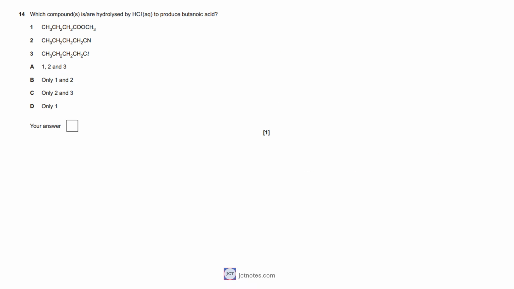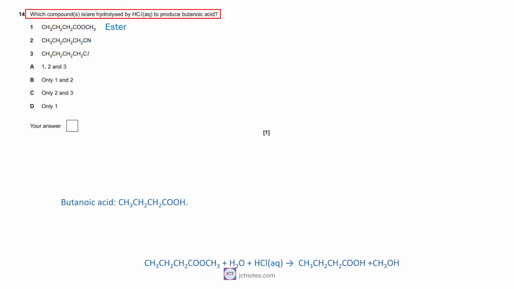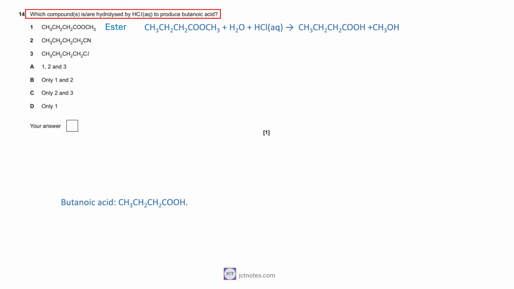In question 14 we are asked which compound or compounds is or are hydrolysed by aqueous hydrochloric acid to produce butanoic acid. Drawing the structure of the butanoic acid helps. Compound 1, methyl butanoate, is an ester. Esters undergo acid-catalyzed hydrolysis to produce a carboxylic acid and an alcohol. In this case, methyl butanoate hydrolyses to produce butanoic acid and methanol. Compound 1 produces butanoic acid.